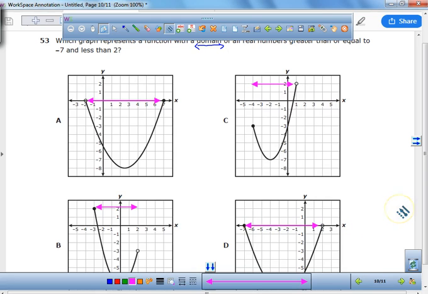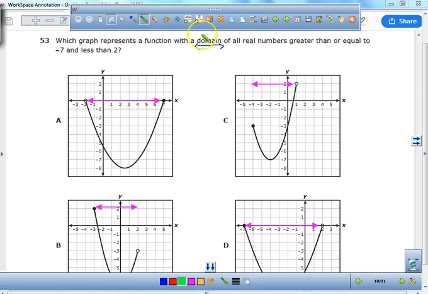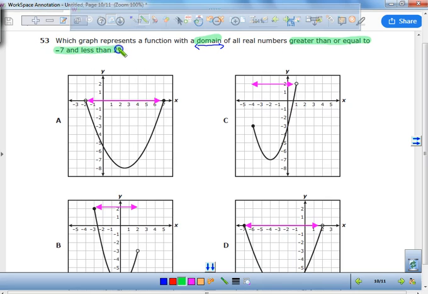The domain is how far it goes from left to right. This says, which graph represents a function with a domain that is greater than or equal to -7 and less than 2. Greater than or equal to -7, that means the circle is closed in. Less than 2 means it's open. The answer is going to be answer choice D for this one.